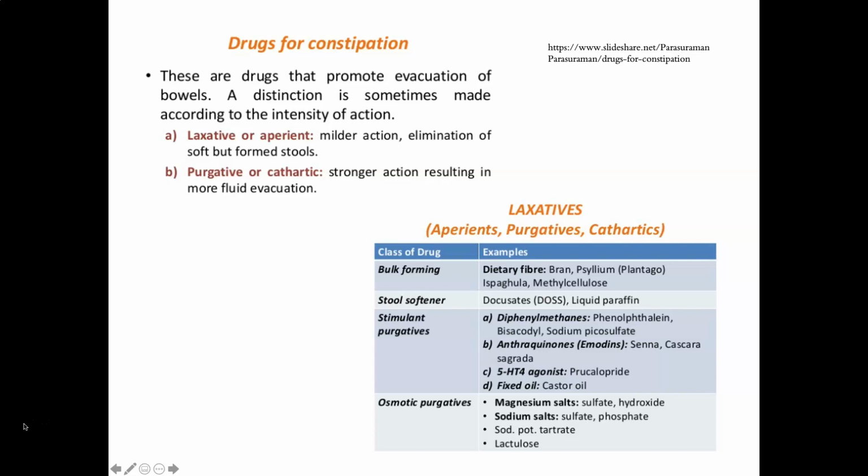So when we're talking about these drugs, they really fall into four categories. There's bulk forming, stool softener, stimulant purgatives, and osmotic purgatives, which you can really just put in the whole category of purgatives. So bulk forming would be you're trying to add that fiber, the dietary fiber, to push the stool through, and you get into bran, psyllium, and those are probably the two major ones. Stool softeners, you can get into liquid paraffin. Purgatives, that's where you're starting to talk about some of these others, and same thing with that below. So let's move on.